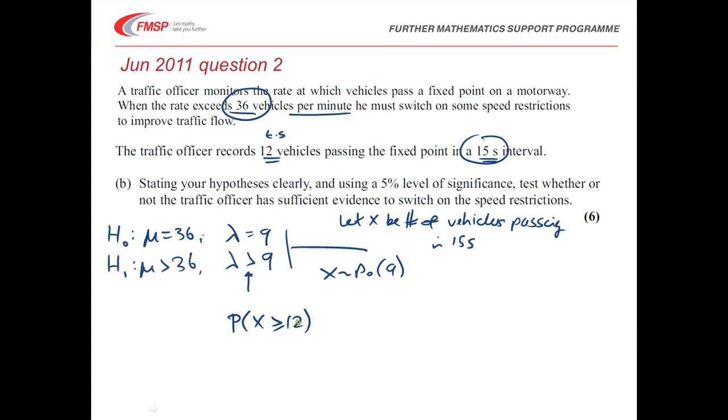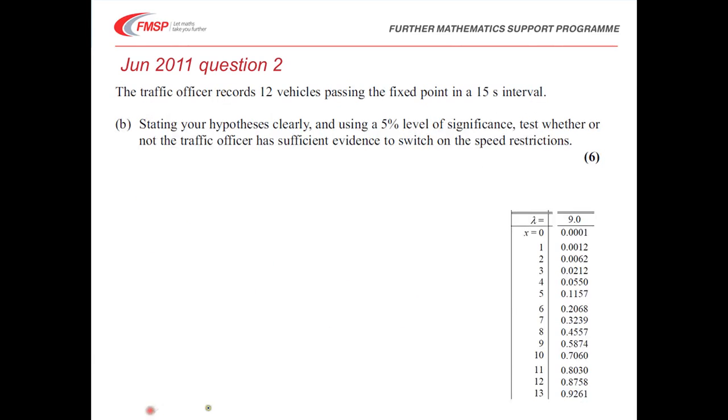Okay, now that's kind of pointing the wrong way. So I'm going to change it so it's 1 minus the probability of x being less than or equal to 11. I can find this in my tables. So lambda is equal to 9, and the probability of x being less than or equal to 11 is 0.8030.